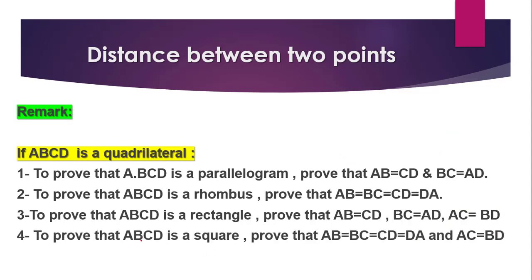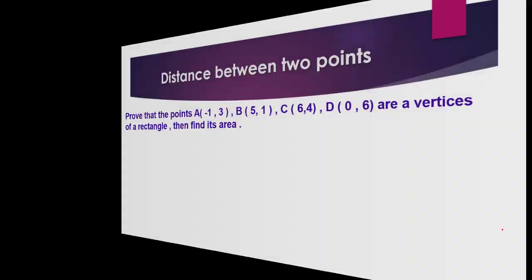If I want to prove that ABCD is a square, I want to prove that all sides are equal and also the diagonals are equal in length.